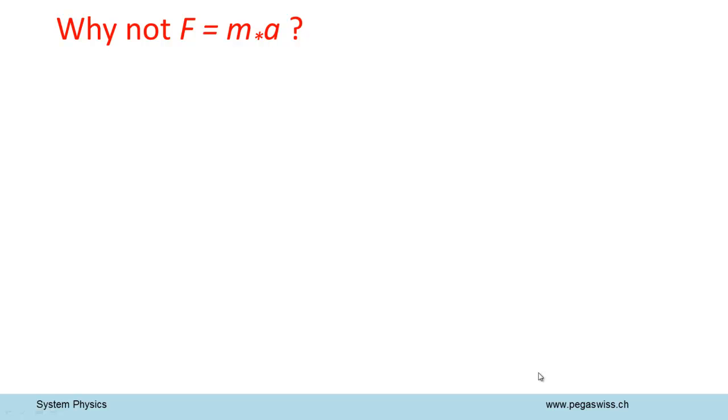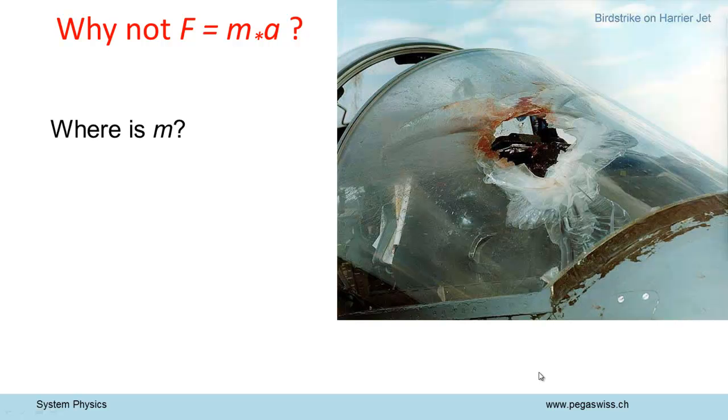So, let us discuss the three symbols of the formula F equals m times a individually so as to justify why we do not start with Newton's second law. In our first example, a bird flies into a fighter plane. This raises the question of what happens to the mass. Can this occurrence be described by the formula F equals m times a?